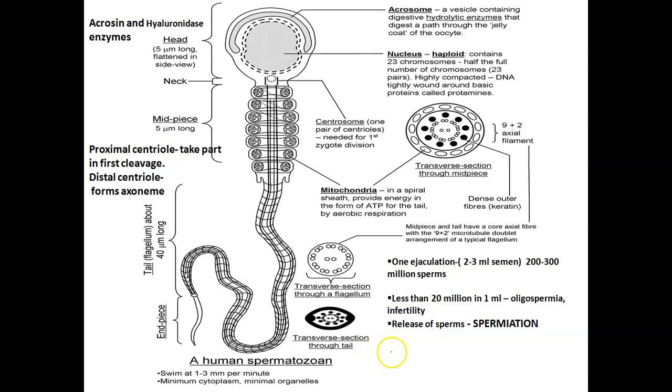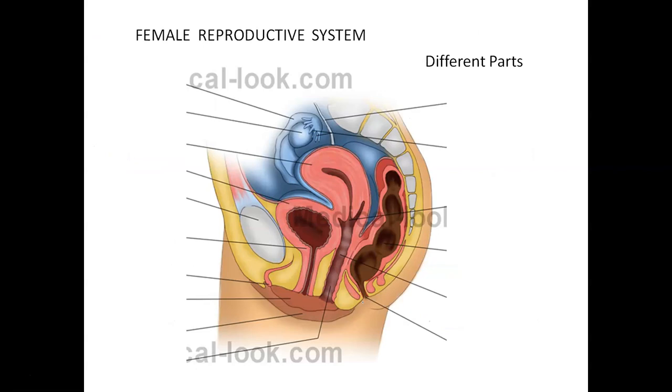Okay, that's all for the human male reproductive system. We have seen in the last two videos the male reproductive system, the different parts and their functions. We have also seen spermatogenesis, and now even the hormonal control of spermatogenesis. Today we have finished this topic of the human male reproductive system with the sperm. Now we will start with the female reproductive system.